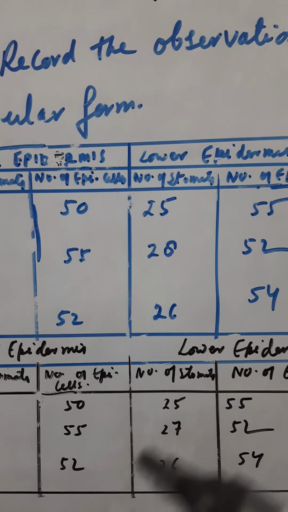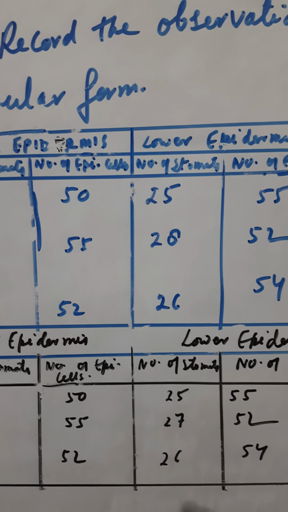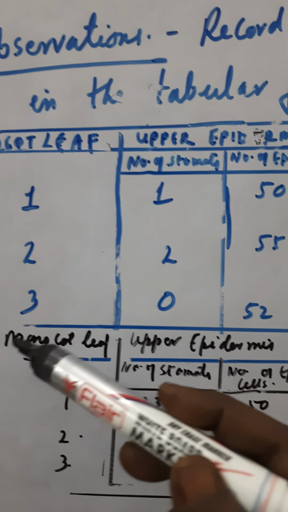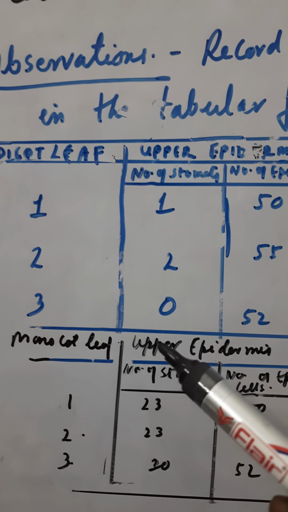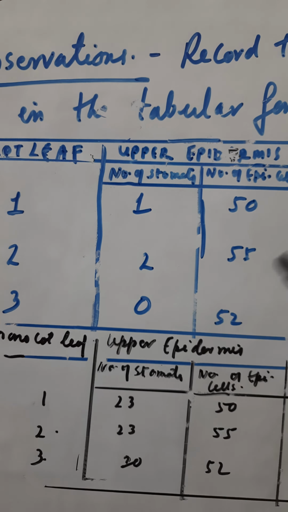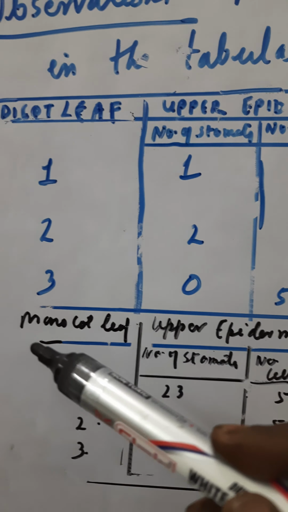Then you will have to add the number of stomata and divide it by the number of successive fields. You will get the mean in that case. Now questions may vary because these questions are coming from the board. So in any form they will ask you the question, that is why your concept should be clear.